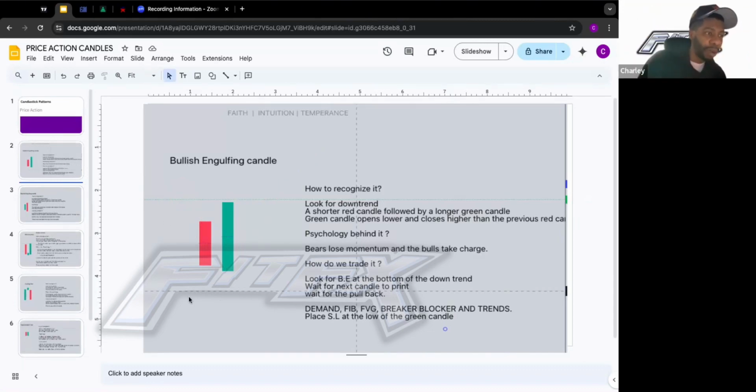I want to see these on your demand zones. I want to see these on fair value gaps. I want to see these on your higher time frame order blocks. I want to see these on your fibs.